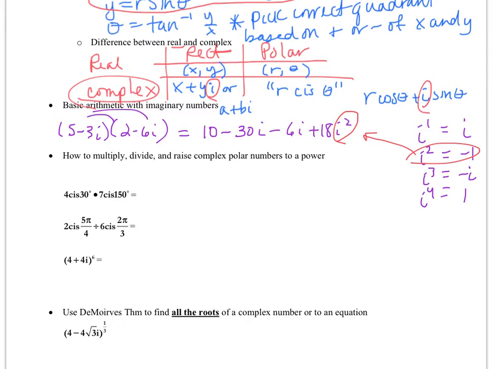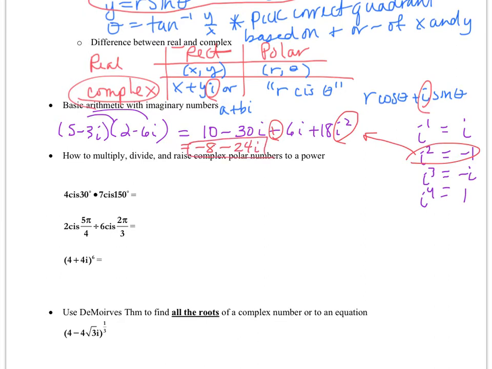And after I combine like terms, negative 18 plus 10 gives me negative 8, and negative 30i minus 6i. Oh wait, hold on, that should be plus 6i, my mistake. Negative 30i plus 6i is going to give us minus 24i.